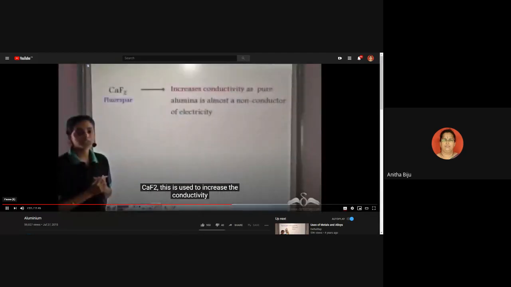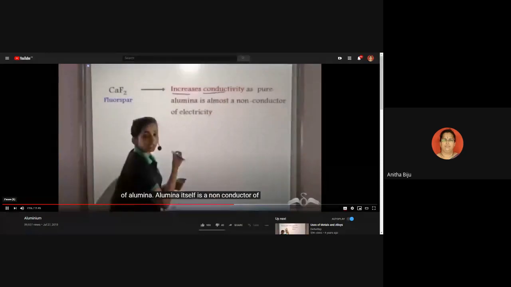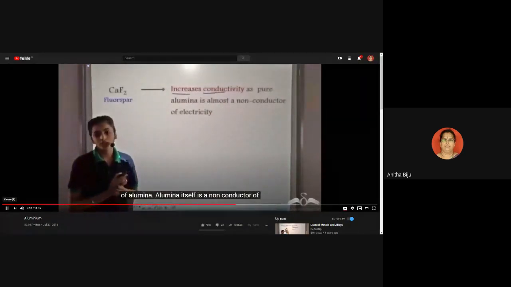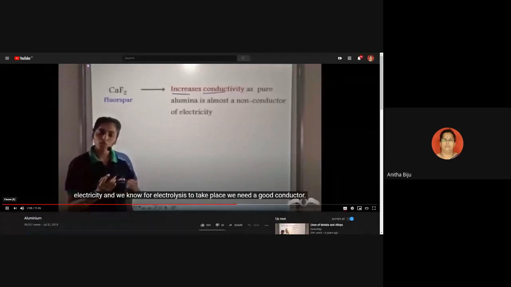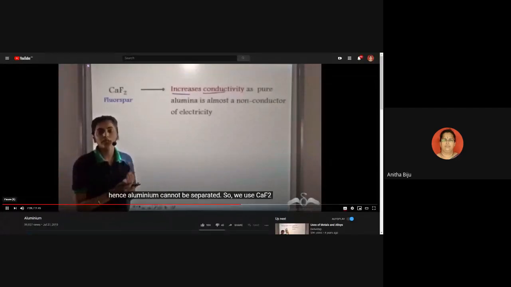CaF2 is used to increase the conductivity of alumina. Alumina itself is a non-conductor of electricity. And we know for electrolysis to take place, we need a good conductor. If we only use alumina, it will not conduct electricity, and hence aluminium cannot be separated.